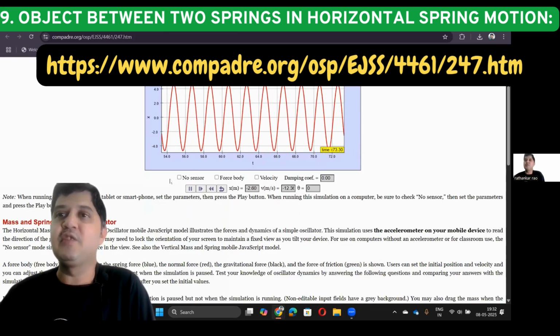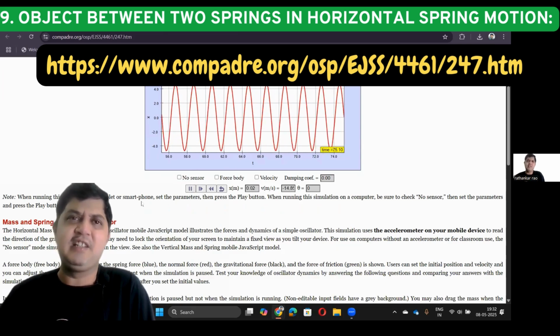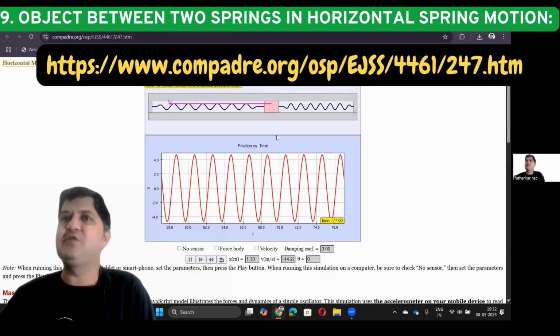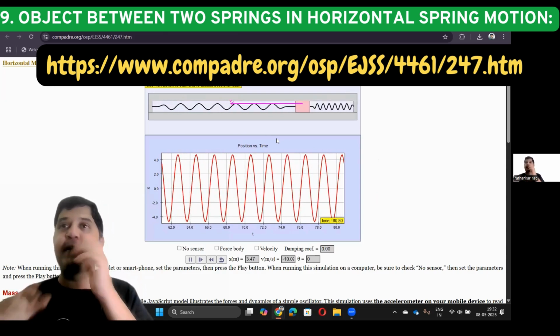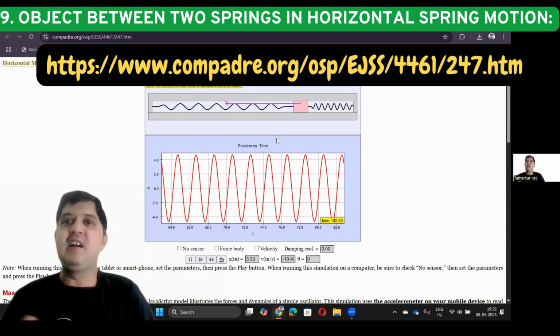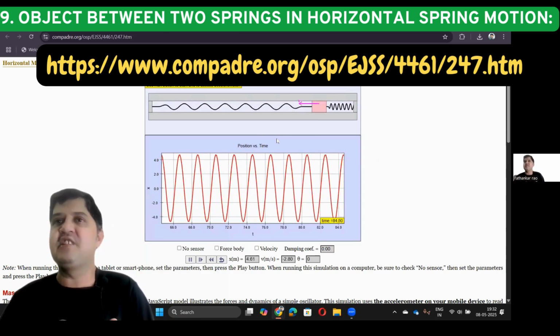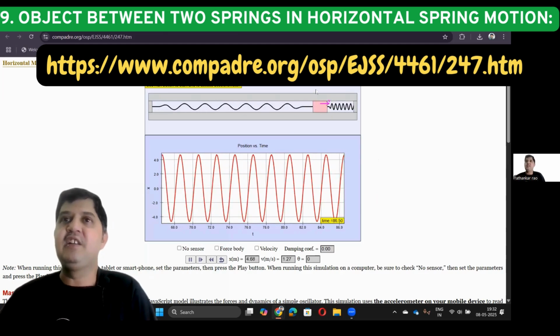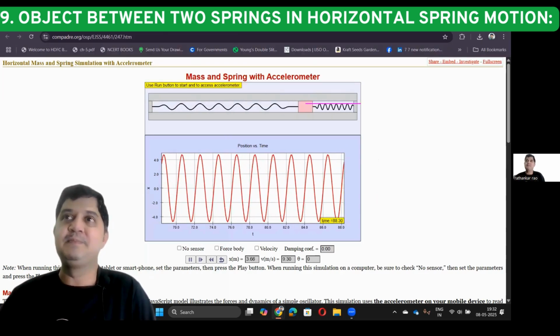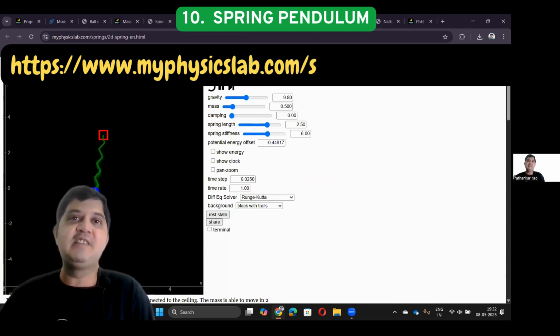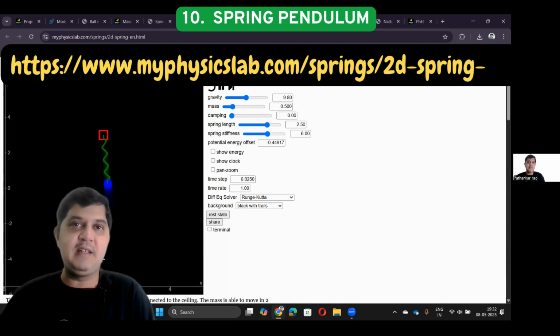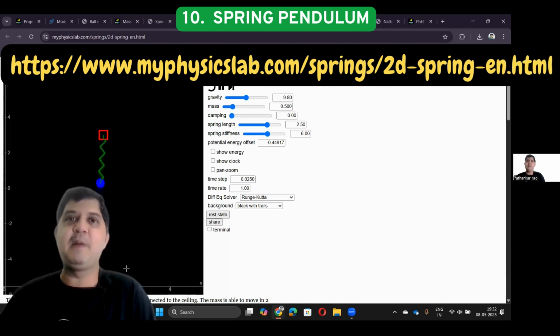Then let me move on to the next one. This is not a great one, but still I find it useful, at least to have a visualization of what's happening when a mass and a spring are connected and they start oscillating. How does the energy change? How does the displacement change? What's happening to the velocity vector? You can ask so many questions over here. Next, what is this? This is a pendulum which is connected with the spring, and this starts oscillating. It's a spring-based pendulum. What is so special about it?